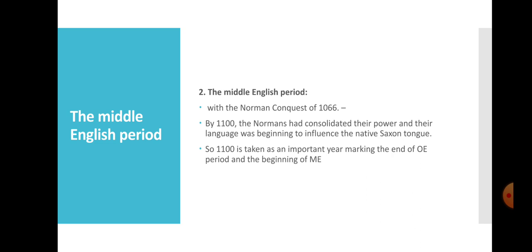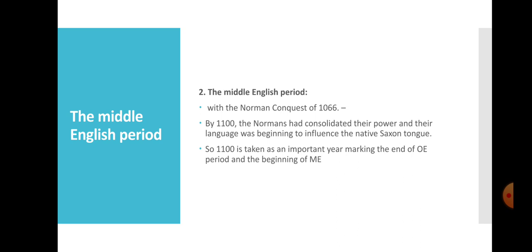They were French-speaking people, and as a result of this, the French language became the language of the ruling class, and English was there as a language of common people. By 1100, the Normans had consolidated their power, and their language was beginning to influence the native Saxon tongue, the native people's language.